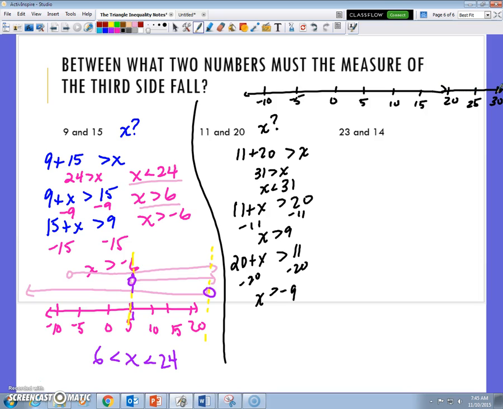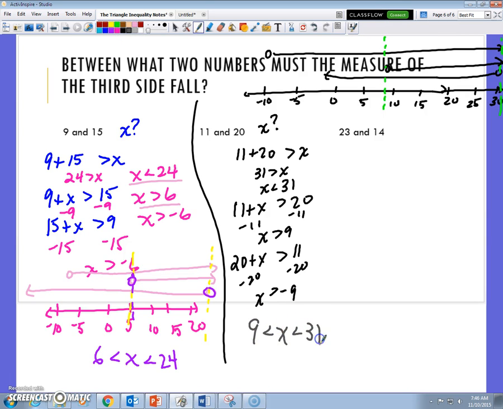Okay, so here we go. We have to be smaller than 31. We have to be bigger than 9. And we also have to be bigger than negative 9. So the parts that they share in common are, okay, let's see, it's from 9 all the way to 31. So I'm going to say that my last value must be between 9 and 31. 9 is less than x is less than 31.